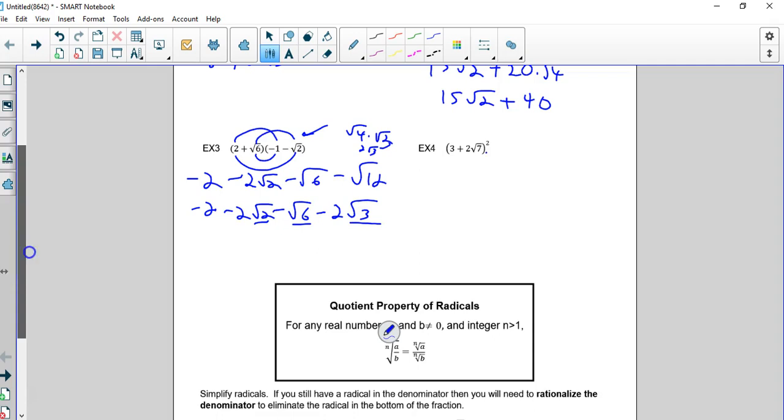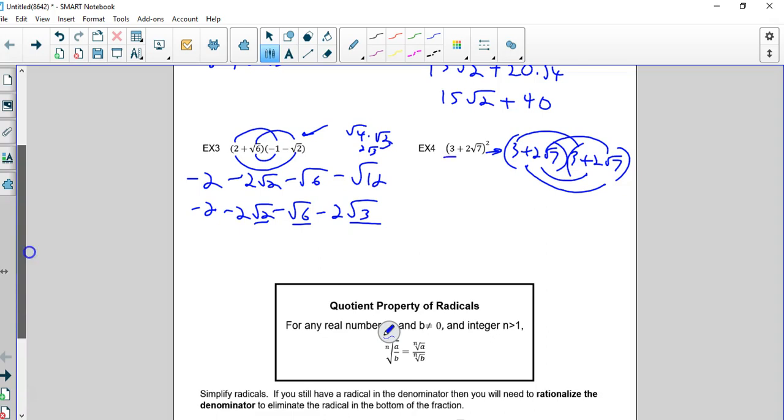Okay, so this technically means 3 plus 2 radical 7 times 3 plus 2 radical 7. Now there's 2 ways to go about this. You can traditionally FOIL this. First, outer, inner, last. Okay, that's one way. Or you can do a shortcut.